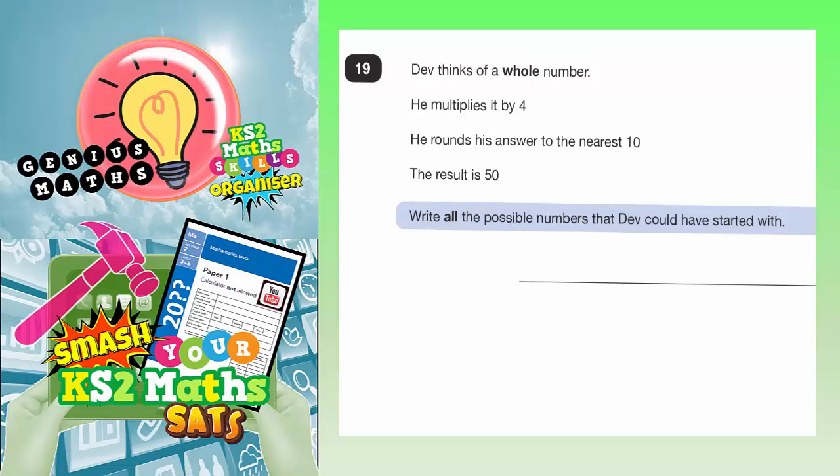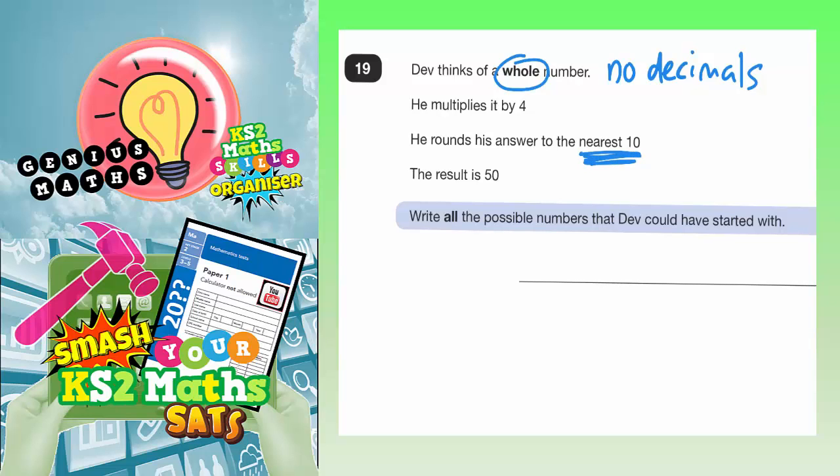Question 19. Dev thinks of a whole number. In other words, no decimals. He's not thinking of a decimal. He multiplies it by 4. He rounds his answer to the nearest 10. And the result is 50. Write all the possible numbers that Dev could have started with.